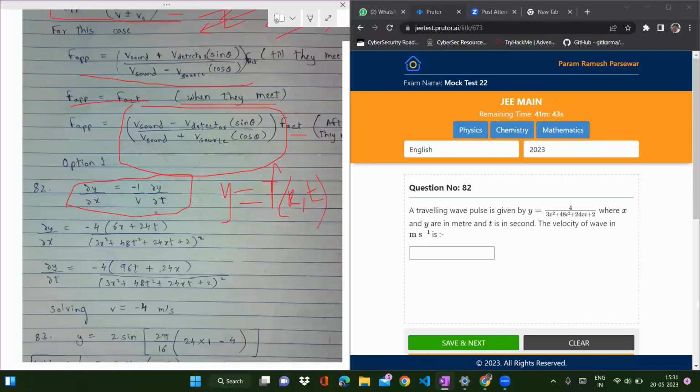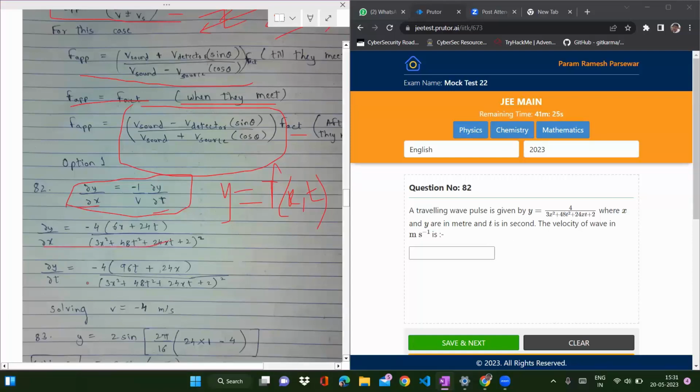So we have this relation, partial differentiation. Del here is for partial differentiation. Del y by del x equals minus 1 by v del y by del t. This is the relation, and we need the help of this relation for solving this question.